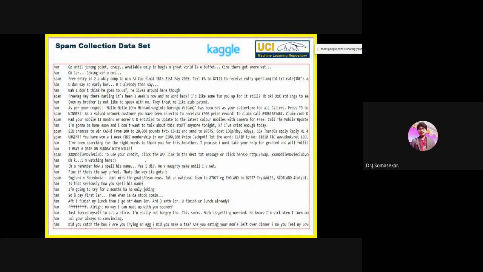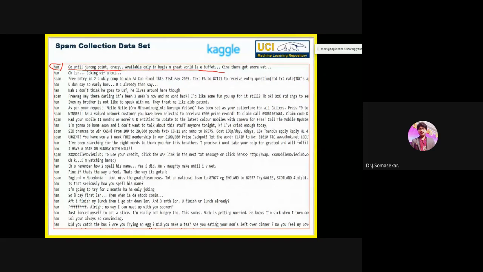So this is the data set. If you are looking for this data set, you can go to the Kaggle repository or the UCI machine learning repository and download it. The data set is not like the previous tabular form with X1, X2. This is text data. You can see one example. Ham is not spam: "Go until Jurong point, crazy..." So this is a ham mail that I have received.